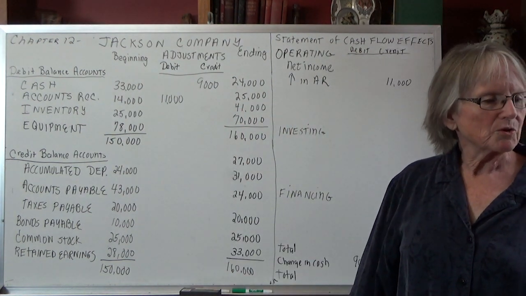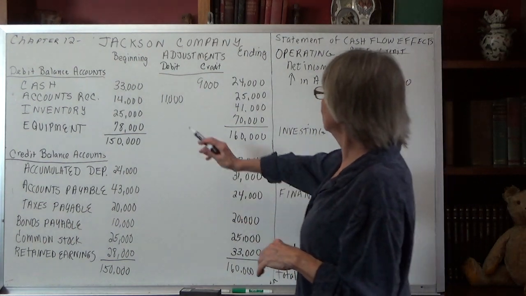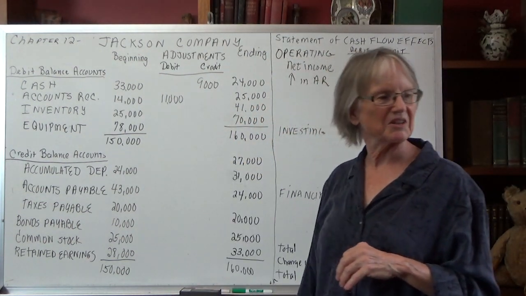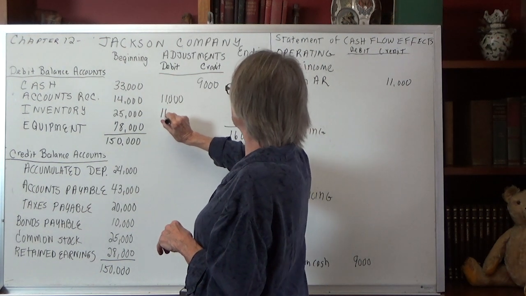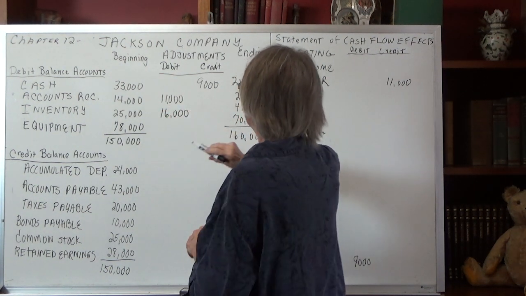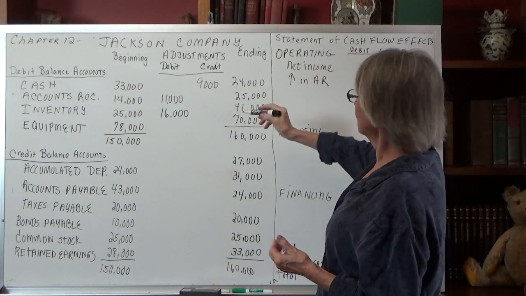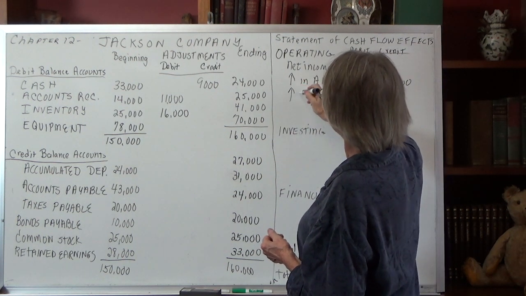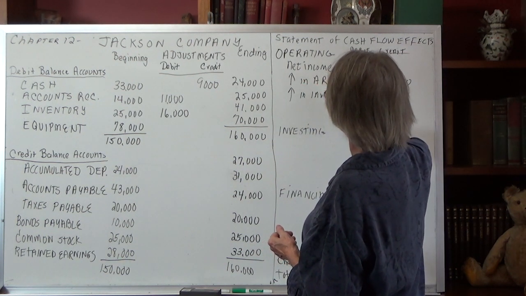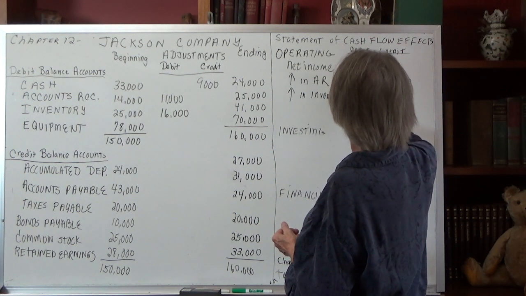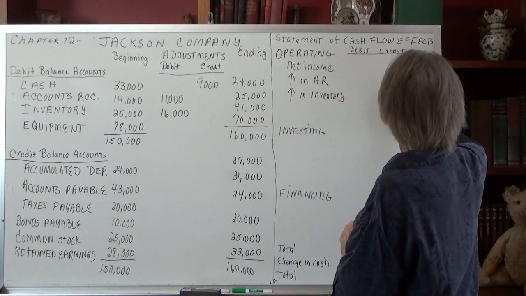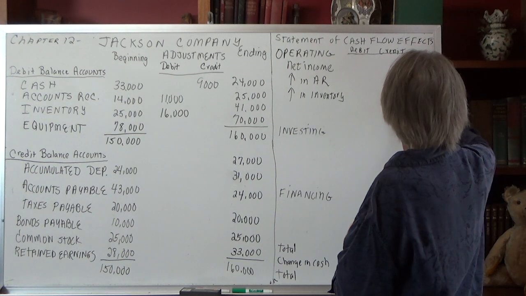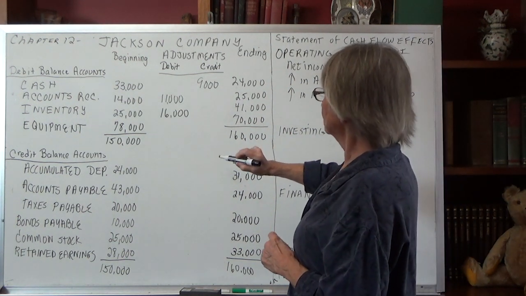Okay, inventory, also a current account, 25 to 41, so that is a $16,000 increase, so that would be explained by a debit. Go to the operating section because it's one of our current accounts, just tell what happened. Increase in inventory. And it's a debit here, so it would be a credit over here.